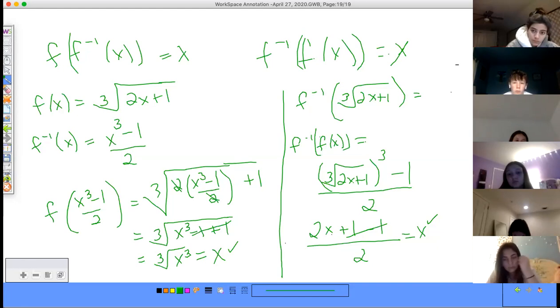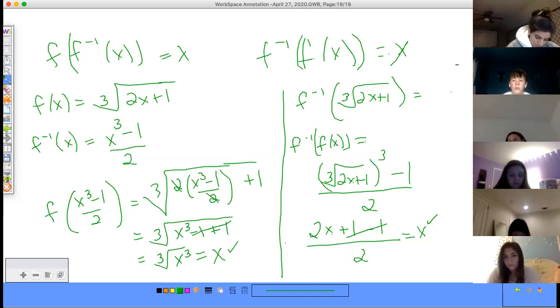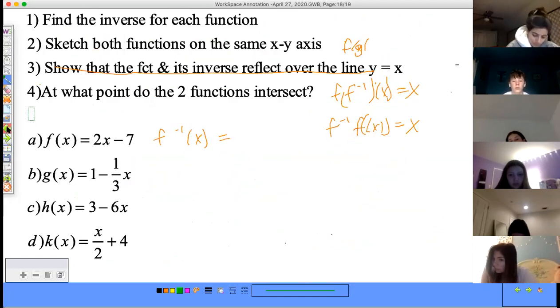Okay. So the other thing is that you can show that if you were to graph these two functions on Desmos, they're going to reflect over the line y equals x. Is everybody okay with that? Okay. Now, I'm going to go back to what I wanted to do with you guys.